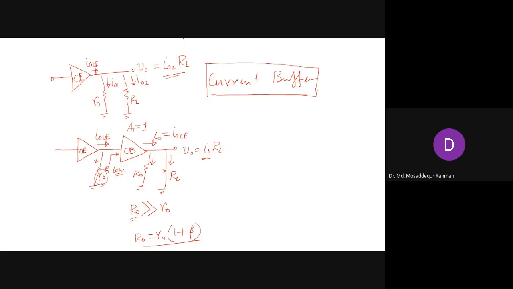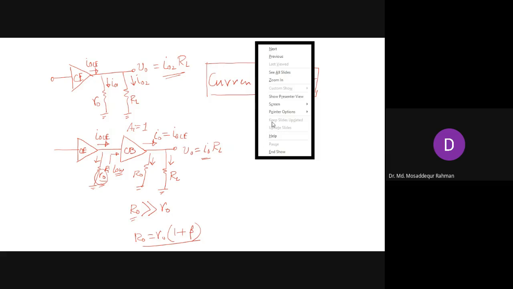In different situations, you choose different configurations, so that depends on your requirement. Any question, guys? Is it all clear?